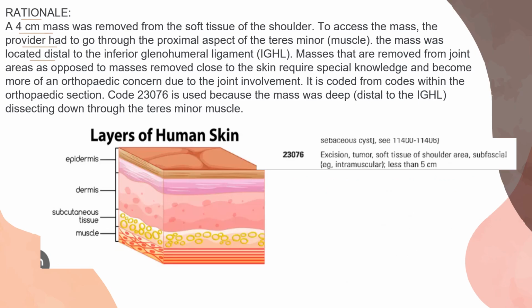So here the rationale for the answer is given and the answer is 23076, and it is used because the mass was deep, distal to the IGHL, dissecting down through the teres minor muscle, and that's why we are looking for the intramuscular, not the subcutaneous, because below the subcutaneous we will have the muscle, and they went through the muscle, and the dissection continued till distal to the IGHL. So remember that these are very important considerations whenever we are looking at an excision: where is that excision, how deep the excision has been done.